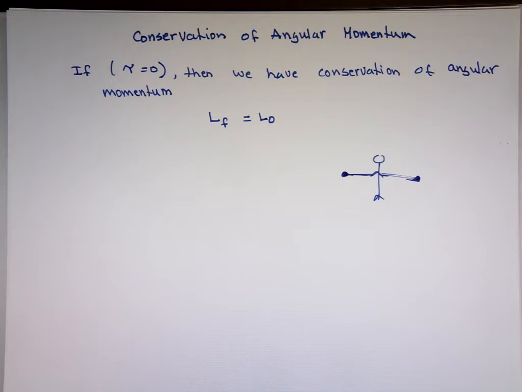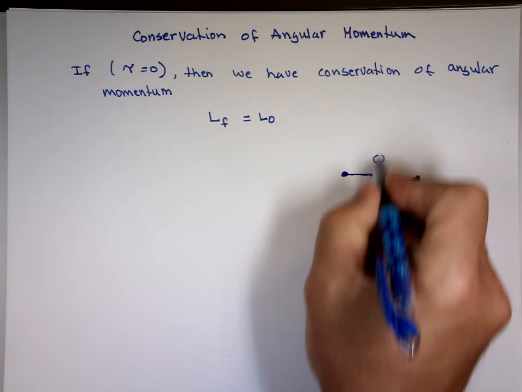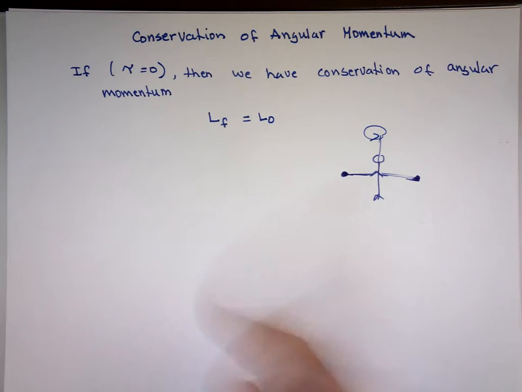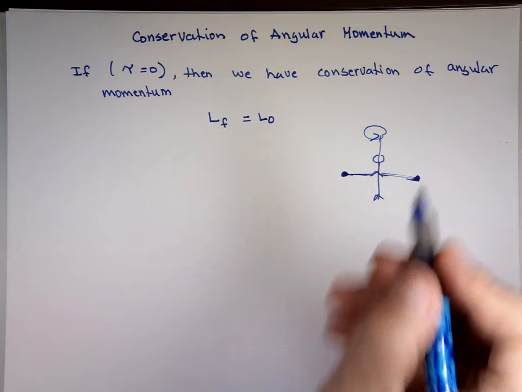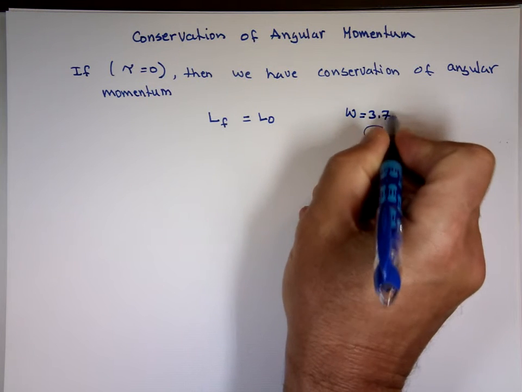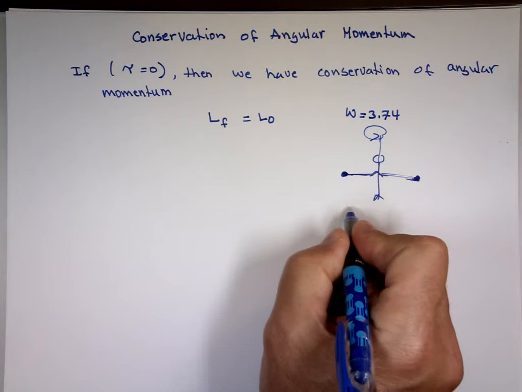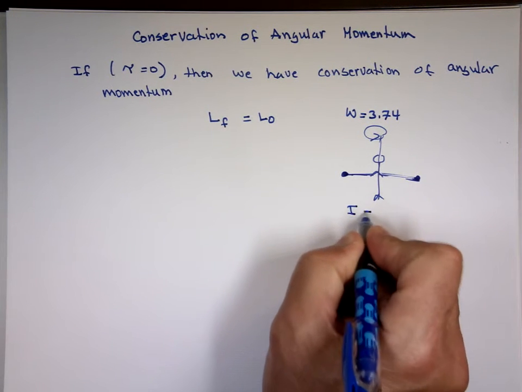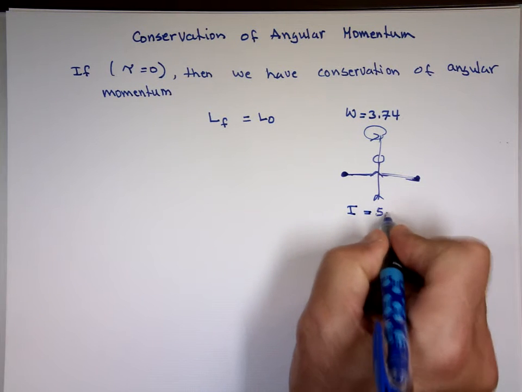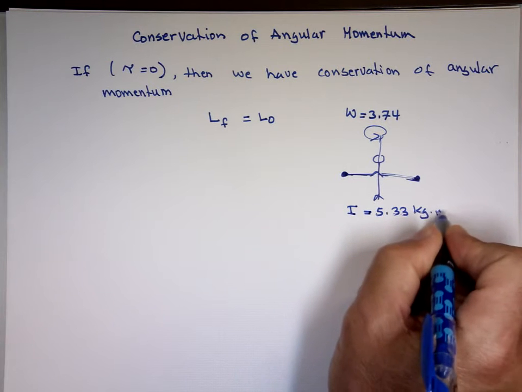So they're sitting on the chair, we're spinning the chair around, and they're spinning around the center line of their body. Let's assume the angular speed, W, is 3.74 rad per second, and this person has inertia I equals 5.33 kilogram times meter squared.